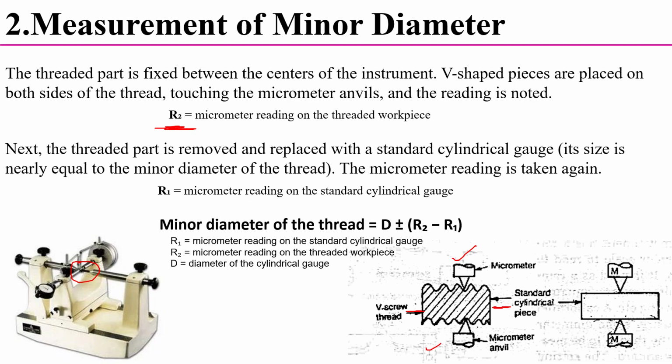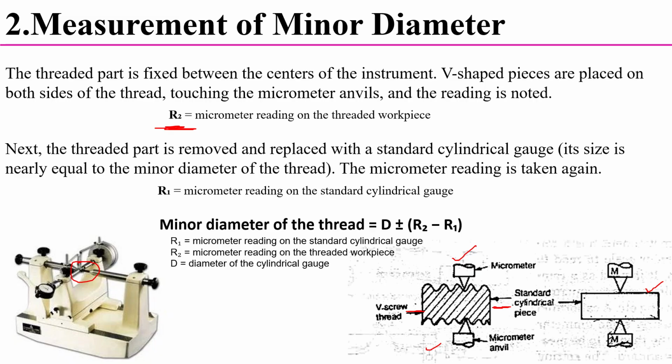After that, the threaded part is removed and replaced with a standard cylindrical gauge, whose size is nearly equal to the minor diameter of the thread.